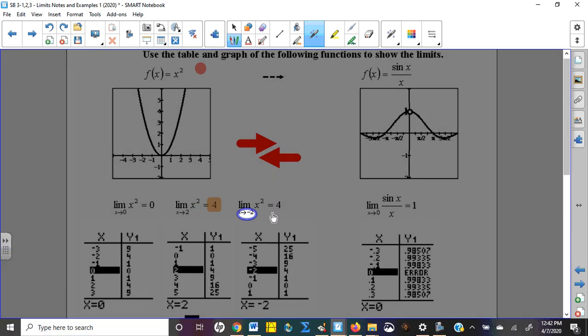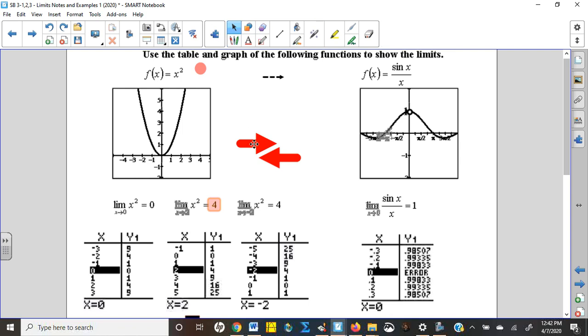Okay, and so what y value, right? What height is this function getting as my x's get really, really close to 0? Well, it looks like we're getting really, really close to a height of 0. And guess what? That was the answer right here, 0. Okay. Now, what about 2?